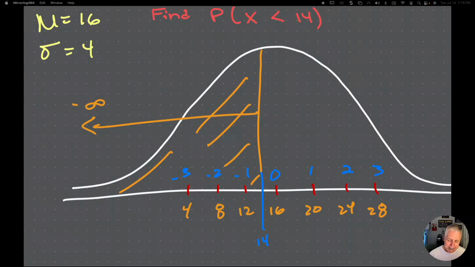Well, we can't do that for the curve of the data. We have to standardize it, which we started doing, but we have to find the z-score at 14. So I'll go right up here and write z equals x minus mu divided by sigma. The x value here is 14. 14 subtract 16 divided by 4. And 14 subtract 16 is minus 2, divided by 4.